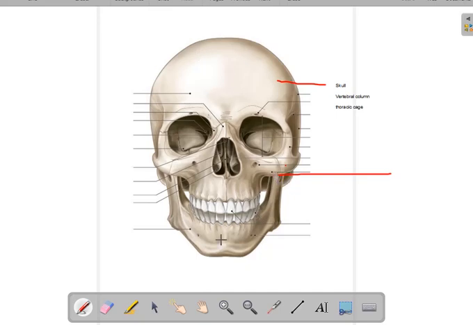The mandible allows speech, mastication, and of course it shares the skull in the formation of the facial skeleton.